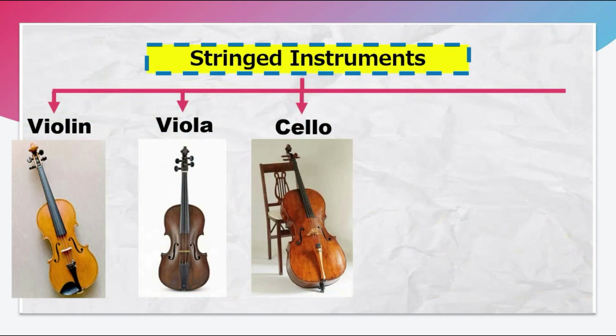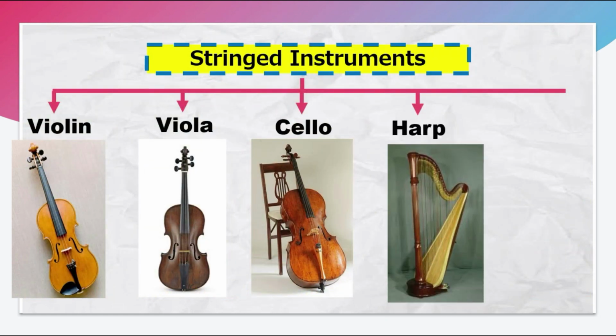Okay, next we have here the harp. The harp is different from the other string instruments. You play the harp sitting down with your legs on either side, with the neck of the harp leaning on your right shoulder. Each string sounds a different note. They come in different colors to help you tell one from another. And you play them by plucking the strings with your fingertips and thumb.